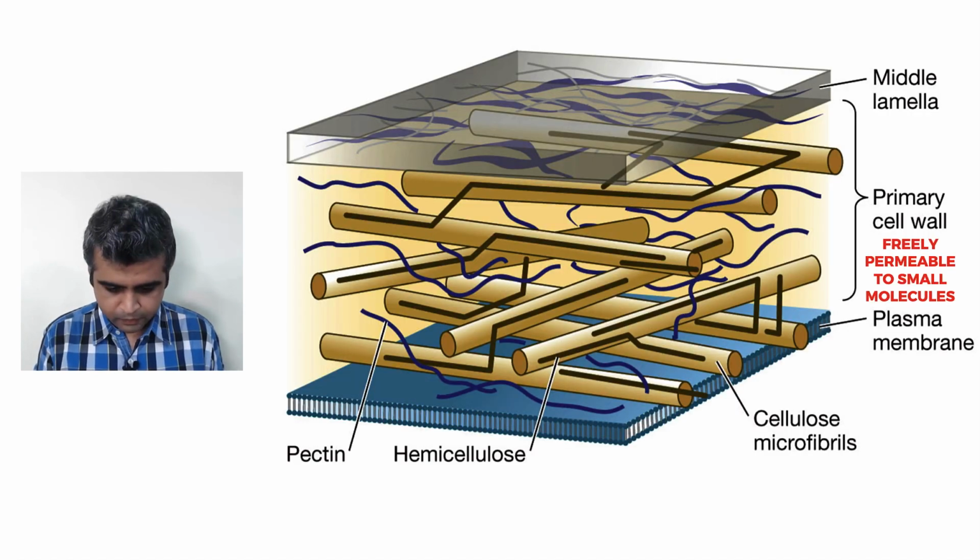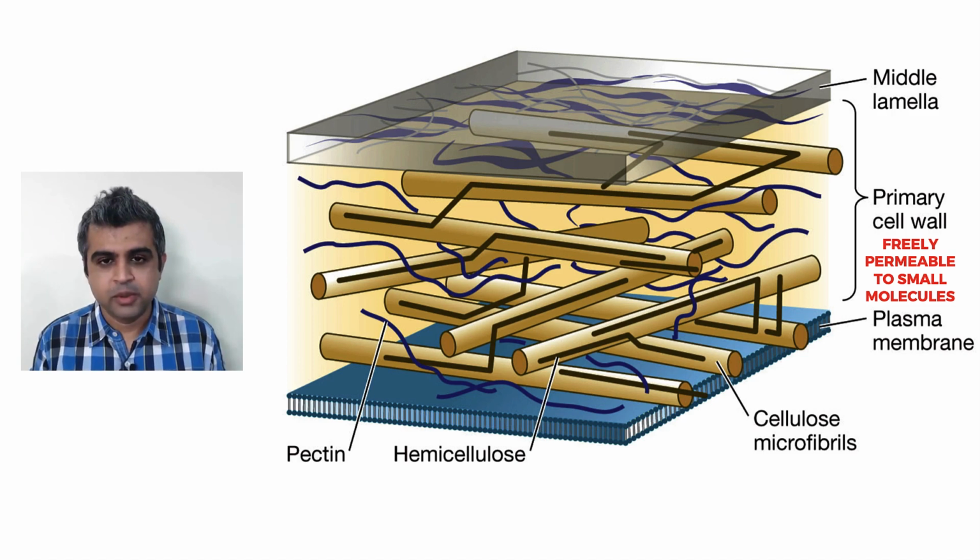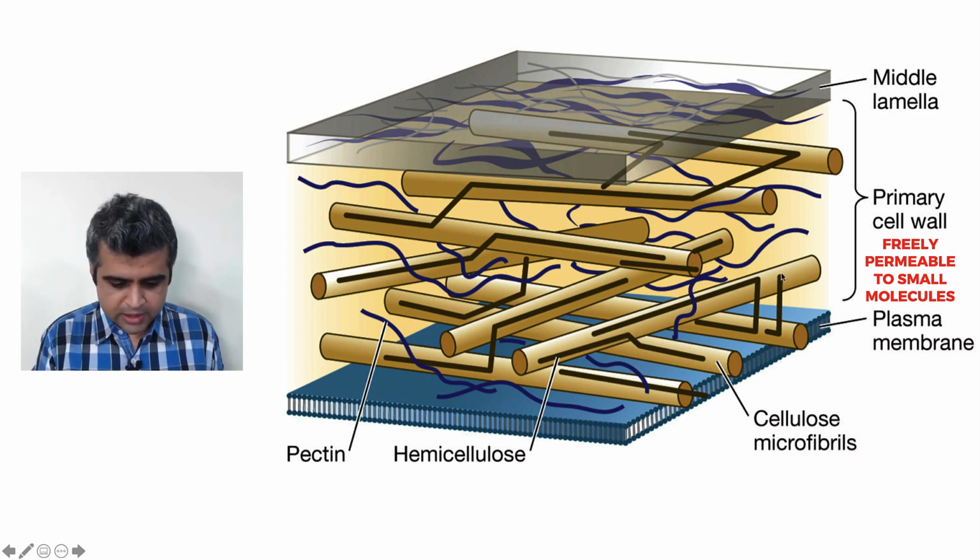Now once again, I would like to bring this diagram to your notice, where you can see that all this diffuse yellow bit that you see here in between is the matrix. These blue fibers are hemicellulose, and these thick bundles or cylinders are made up of cellulose. And all these things we are now going to discuss in detail, right? Let's proceed.